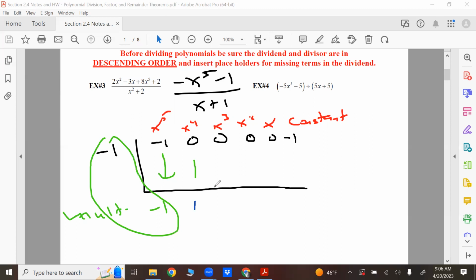Rinse and repeat. You add negative 1 to what? What does she add it to? It's right here, to zero? Yeah. Okay. And what's 0 plus negative 1? Negative 1, right? So then you just keep it negative 1, and add it.